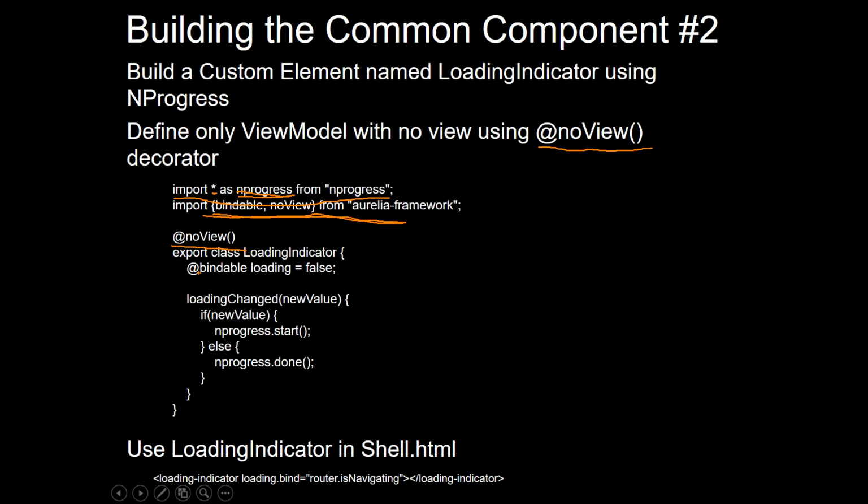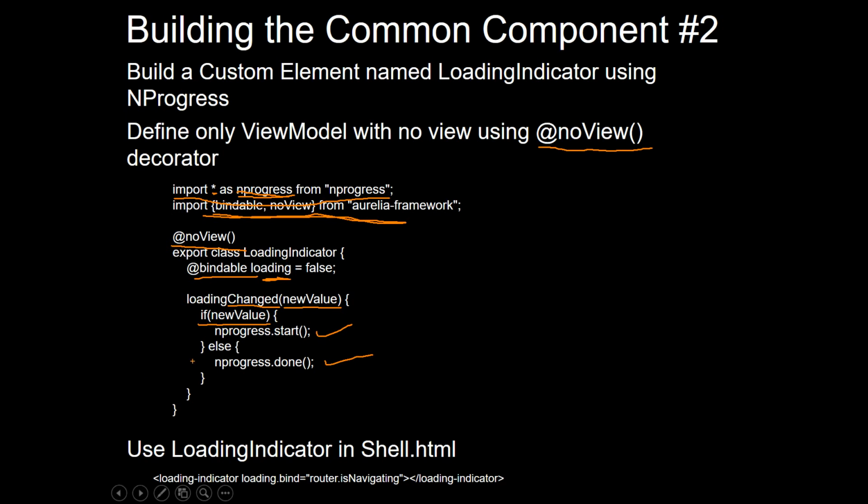Then how do I start my progress and how do I stop my progress? So I'm going to declare a custom bindable property, and the name of the property is loading. And again, Aurelia uses convention. The property name followed by Changed will trigger when there is a change in the value of that property. It takes a new argument called newValue, and we are checking if that is true. Then start the progress bar. Otherwise, it is done. Stop the progress bar.